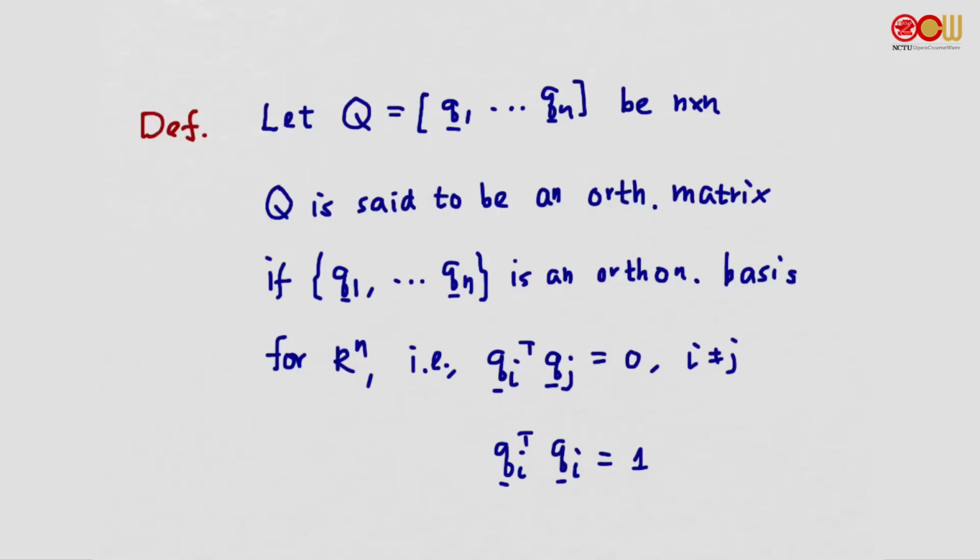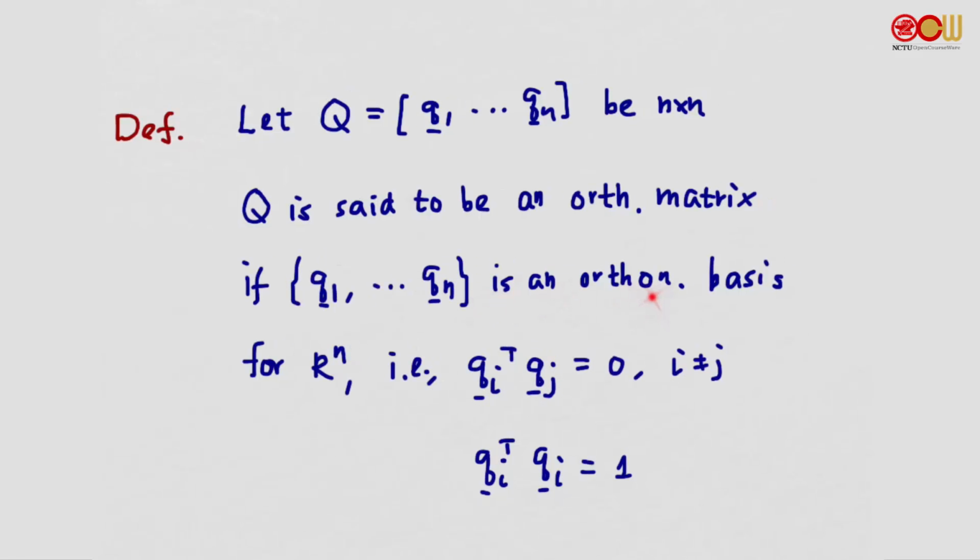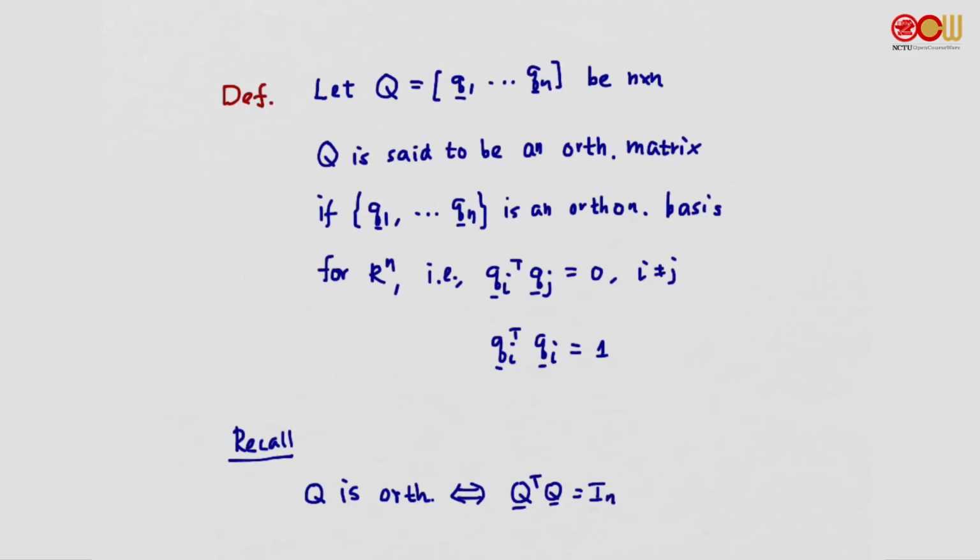This means in particular that all the column vectors have unit norm, they are unit vectors, and every two vectors are orthogonal. So whenever we have an orthonormal basis and we use these vectors to form a matrix, the matrix is called an orthogonal matrix. Earlier we have seen that if that's the case, the column vectors form an orthonormal set if and only if Q transpose Q is the identity matrix.